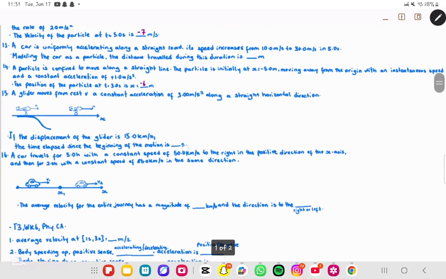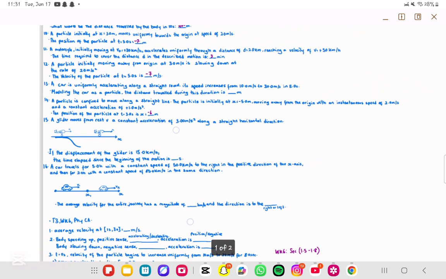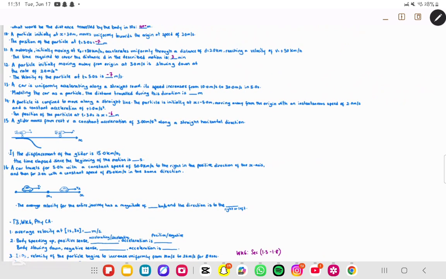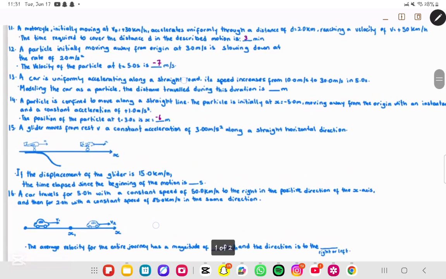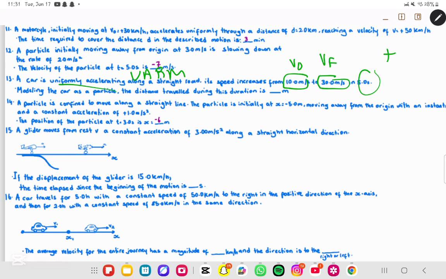Number 13, a car is uniformly accelerating along a straight road. Its speed increases from 10 meters per second to 30 meters per second in 5 seconds. Modeling the car as a particle, find the distance traveled during this duration. It's uniformly accelerating, so we will use UARM. Its speed increases from 10 meters per second, this is V initial, to 30 meters per second, V final, in 5 seconds, this is the time. They want the distance traveled during this duration.